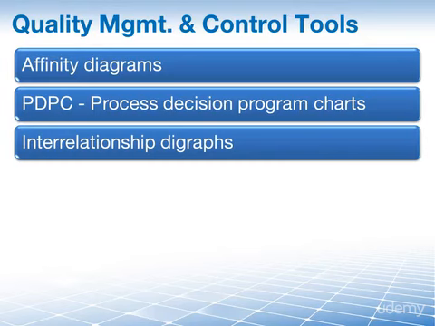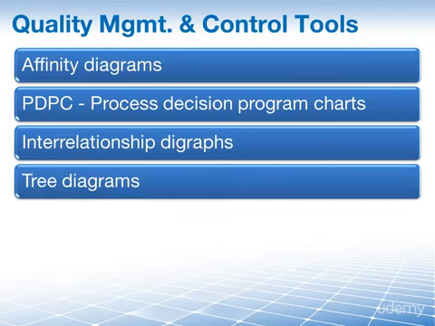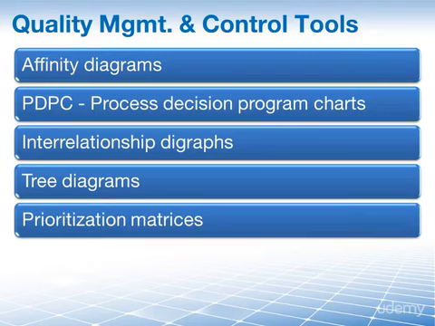Next, we have the tree diagrams. This tool is used to break down broad categories into finer and finer levels of detail. Tree diagrams are particularly useful for clarifying the source of production problems. We also have prioritization matrices. This tool can be used for making a decision in circumstances when the criteria can be identified, but the relative significance is either not known precisely or there is no consensus.